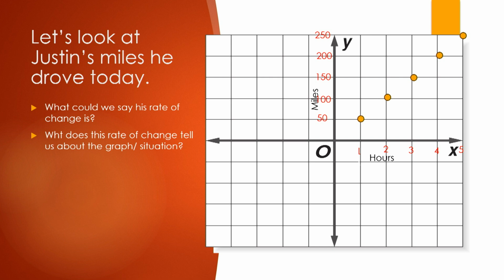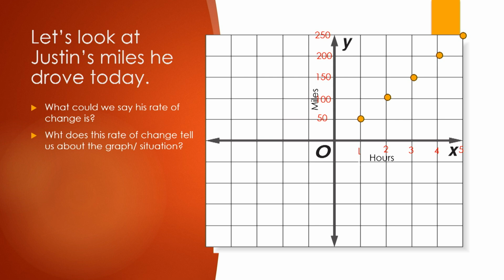Let's look at Justin's miles that he drove today. What could we say his rate of change is, and what does this rate of change tell us about the graph and the situation? Well, first of all, I always read my graph to get all the possible information that I can get from it. On my y-axis is my miles, and on my x-axis is my hours.